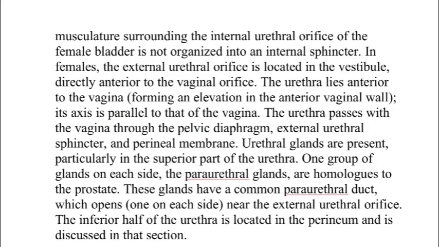The musculature surrounding the internal urethral orifice of the female bladder is not organized into an internal sphincter. In females, the external urethral orifice is located in the vestibule, directly anterior to the vaginal orifice. The urethra lies anterior to the vagina, forming an elevation in the anterior vaginal wall. Its axis is parallel to that of the vagina.